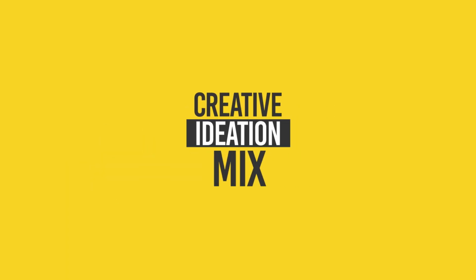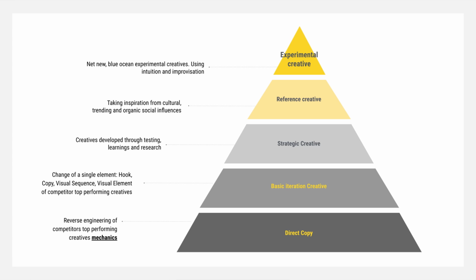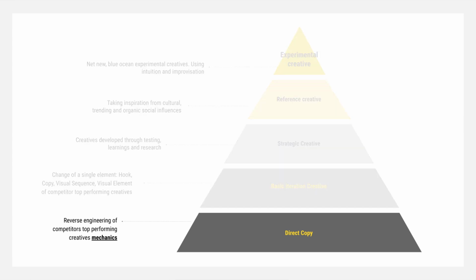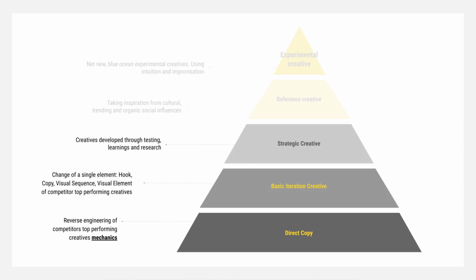You need to establish what is your creative ideation mix. What does this mean? Let's say every month you are creating a new batch of videos. That could be 5 videos or 50 videos, depending on your spend. Within that batch of creatives, you need to decide what is your percentage of experimentation. Let me explain a little bit more. The base or the majority of your strategy should be focused on reverse engineering or copying high-performing competitor ads and/or building on your learnings of previous ads.